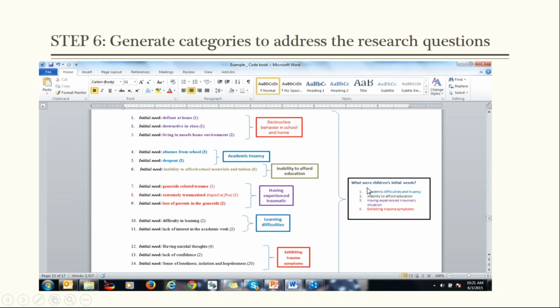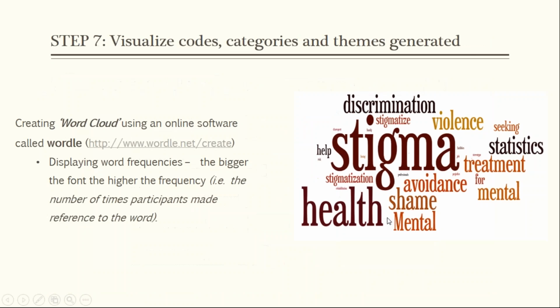And you can see here that this is the research question. So you have to make sure that the themes or the categories you are generating are directly addressing the research question that you have, right? So you always make sure that they are addressing it. So that's how you're going to do it.